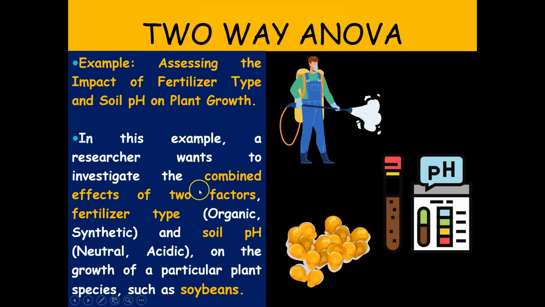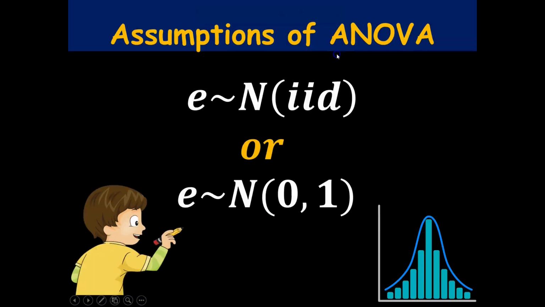And if we are interested in seeing the combined effect of two factors, for example assessing the impact of fertilizer type and soil pH, where fertilizer type has two levels, organic and synthetic, and soil pH is neutral or acidic. Whenever we are interested in the combined effect of two factors simultaneously in a single experiment, that can be done by means of two-way ANOVA.